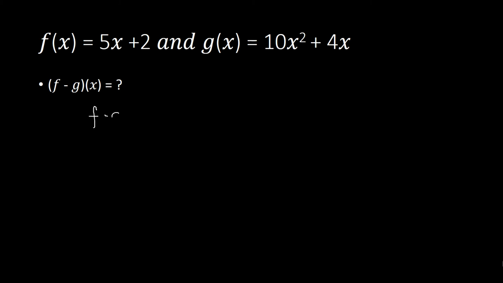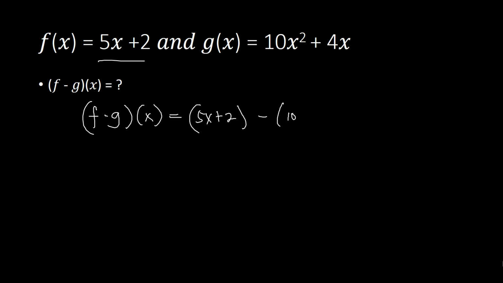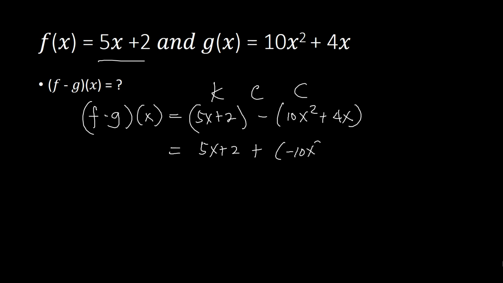So for f minus g of x, we start with the first function mentioned, f of x, which is 5x plus 2. Then we subtract the second function, which is 10x squared plus 4x. And again, always put that one in a parenthesis. So let's do our KCC, keeping 5x plus 2, changing minus to a plus, and changing all the signs to their opposite. So we have from positive to negative 10x squared, from plus to a minus 4x.